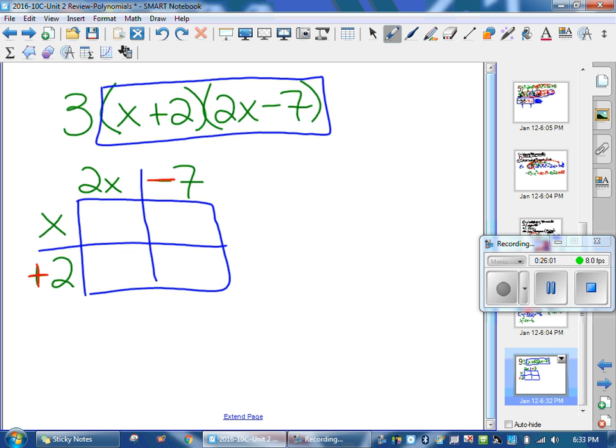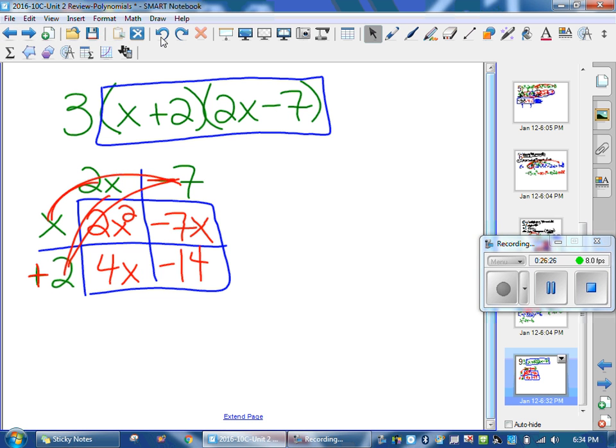With this question, we're going to get 2x squared, negative 7x, 4x, and a negative 14. Now, you don't need to draw all those arrows. I'm just showing you where I'm getting the answers to fill in the box. And again, I check for like terms, same base and exponents. That is going to be my x to the 1, which is going to be diagonal again. So my final answer is going to give me 2x squared minus 3x minus 14.